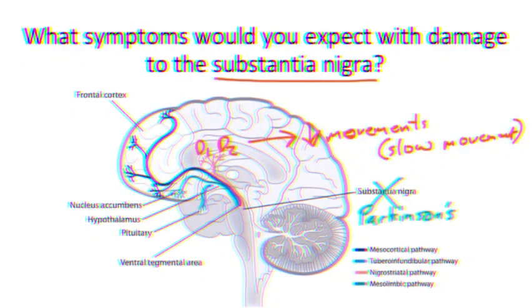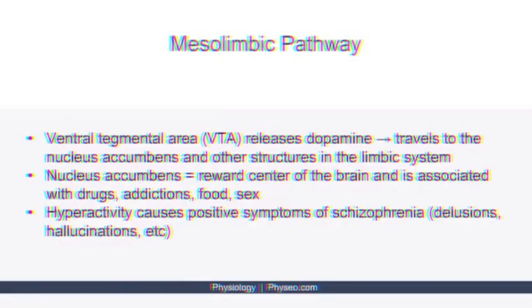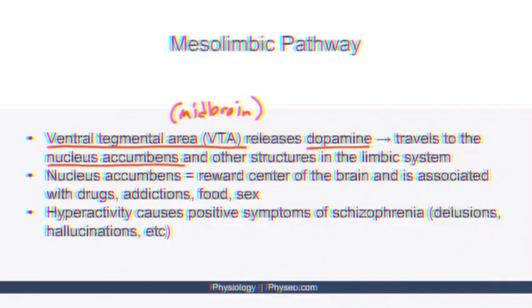So we can expect all of the same symptoms of Parkinson's disease, including poor posture and tremors, which we can attribute to lack of stimulation of the D1 and D2 receptors in the striatum. So now let's talk about the mesolimbic pathway. In the mesolimbic pathway, the ventral tegmental area, which is in the midbrain, releases dopamine. The dopamine then travels to the nucleus accumbens, which is a part of the limbic system, and it also travels to other structures within the limbic system.